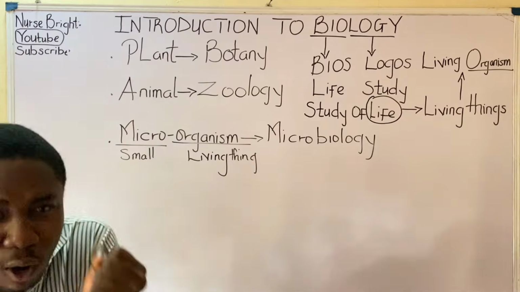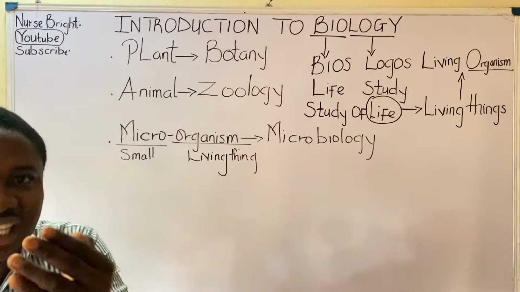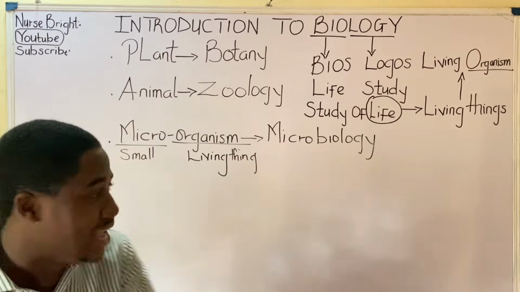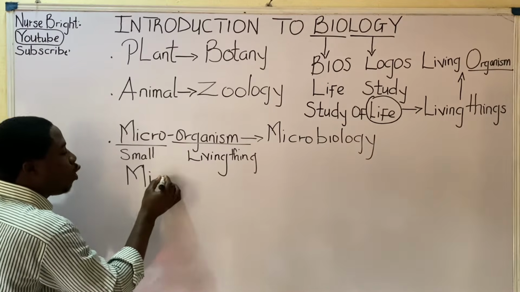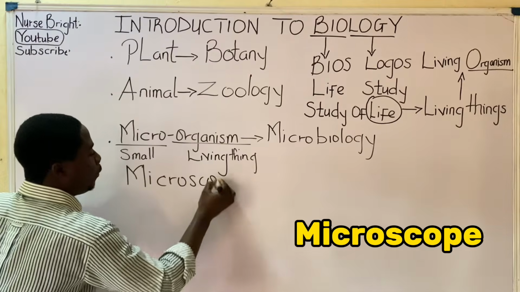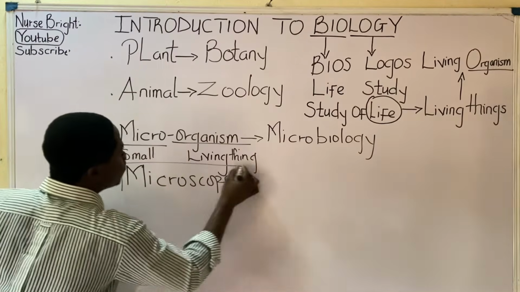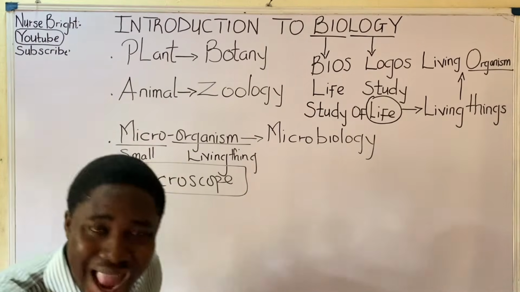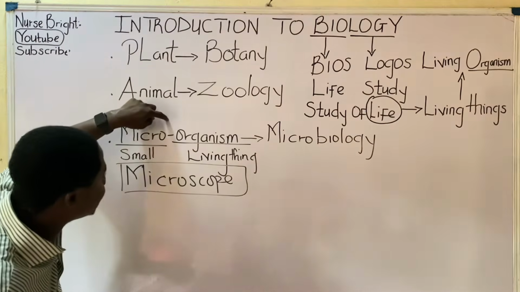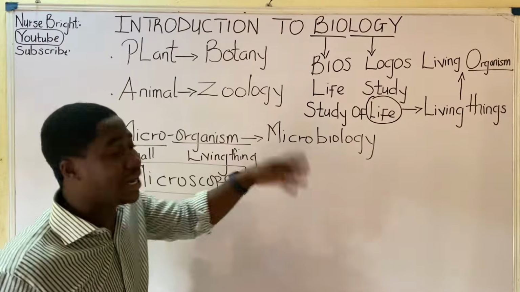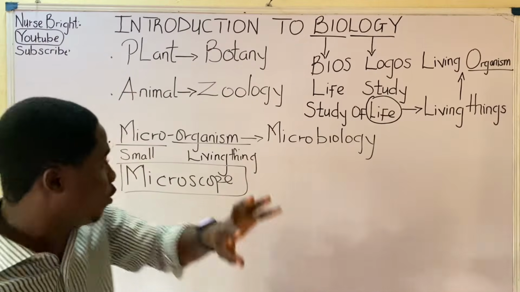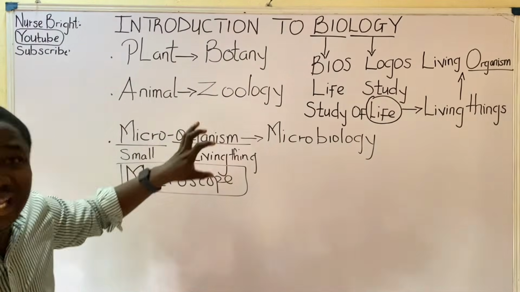Microorganisms are small organisms. They are organisms you can't see with your naked eyes. You see microorganisms with the aid of an instrument called the microscope. Are you following me? So we use a microscope to view microorganisms. And microorganisms form one major branch of biology, which is called microbiology. But this is very, very important in biology.